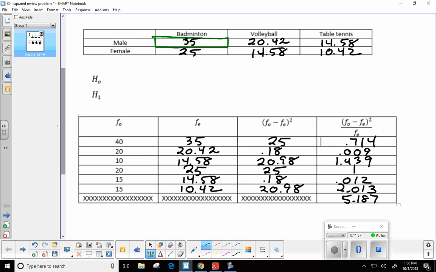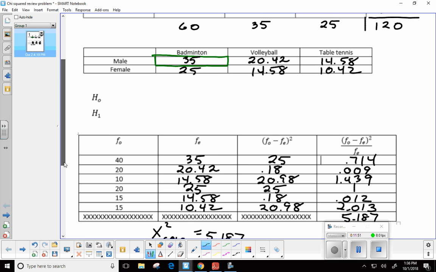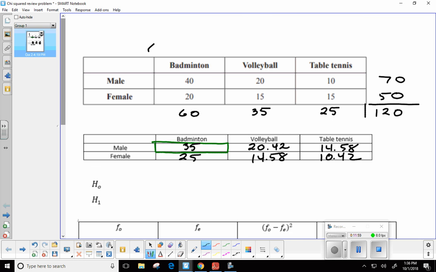5.187. Okay, so this right here is my chi-squared calculated value, 5.187. Now, what we're going to need is the critical value. There were 2 items that helped me do that. The degrees of freedom. Now, what are the degrees of freedom? It's the number of columns minus 1 times the number of rows minus 1, right? That's right. So we have 2 minus 1 is 1, 3 minus 1 is 2, so that's absolutely right. So this should be 2 times 1, which is 2.